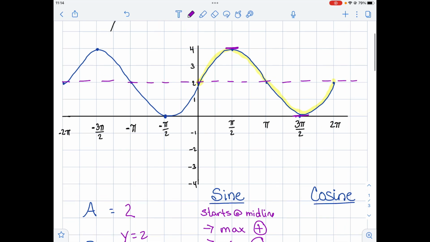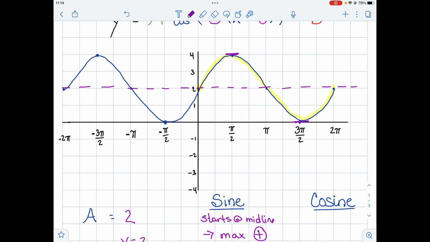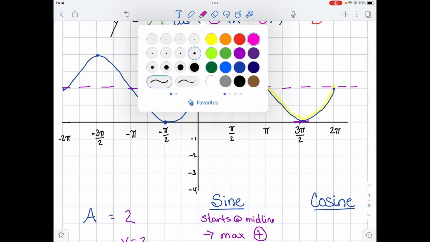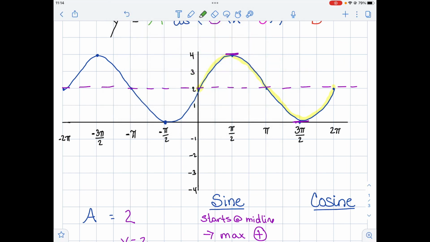Now, we can look at the same graph and look at it in terms of cosine. We're going to see what cosine would look like. So let's pick a different color here. All right, so cosine starts at either the min or the max.